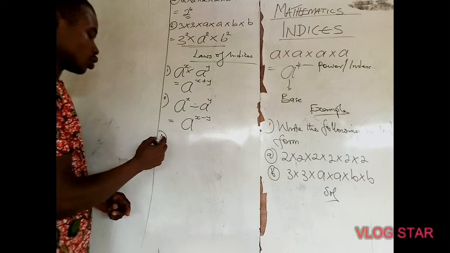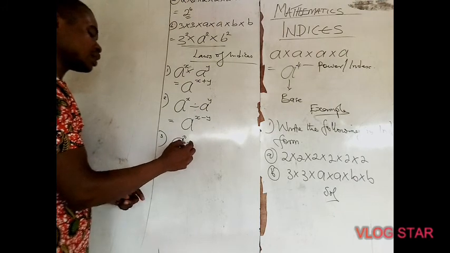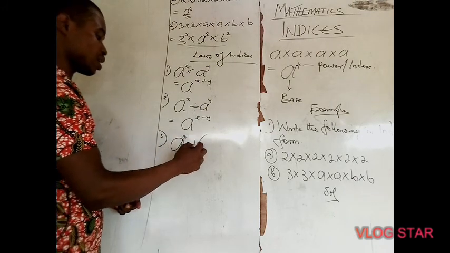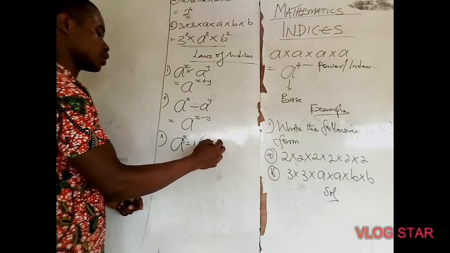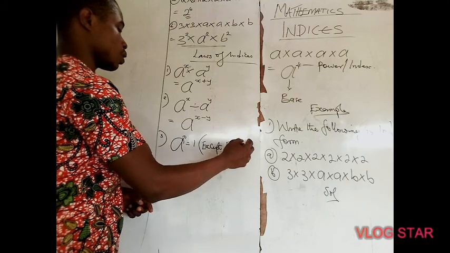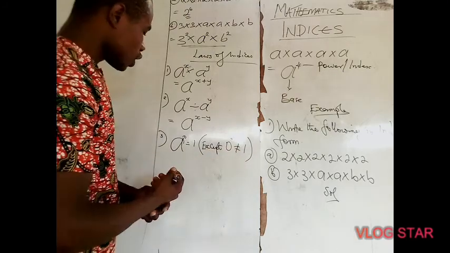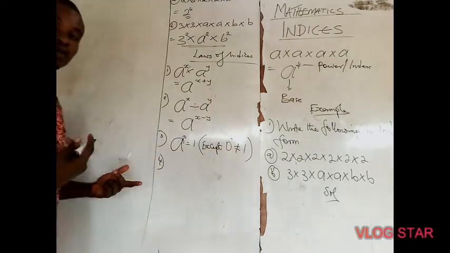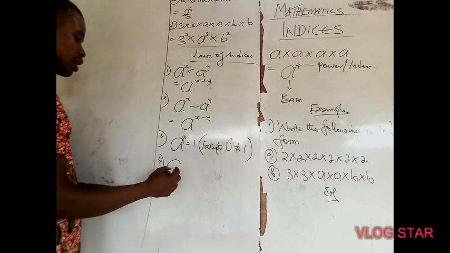Now let's go down to the third law, a raised to power 0. Anything raised to power 0 is equal to 1, except 0 raised to power 0, which is not equal to 1. Why? Because it is undefined. Then we go down to the fourth law. What does the fourth law say? The fourth law is the negative index.